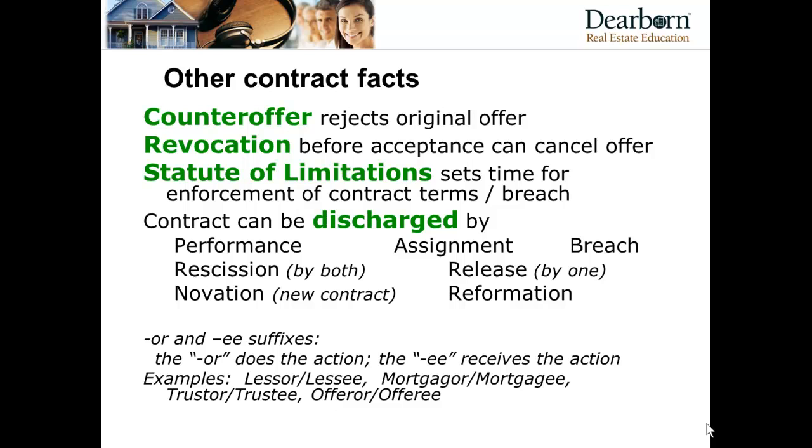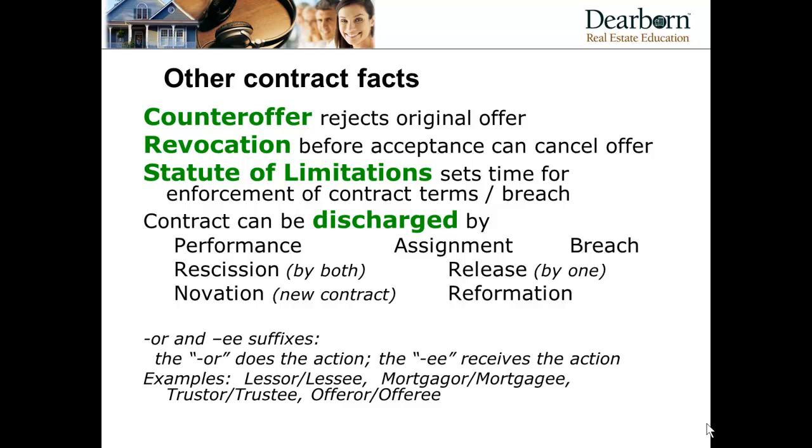Novation is a term that means there's a new contract that replaces the original contract, and reformation is the term if there was an error made and that is corrected in the contract. Again, those last two are additional terms but not particularly important in appraisal work.